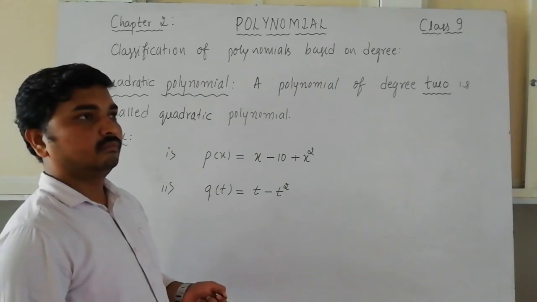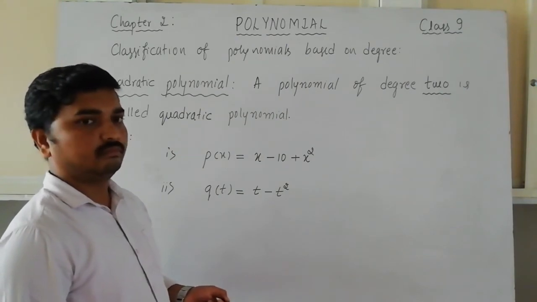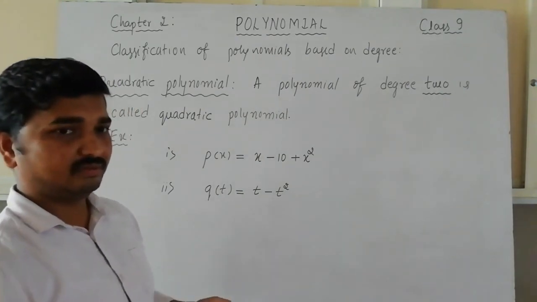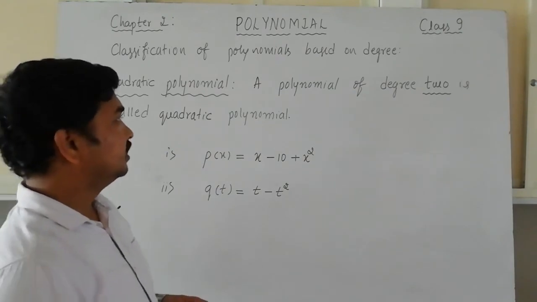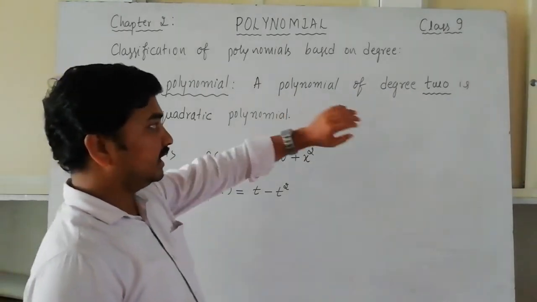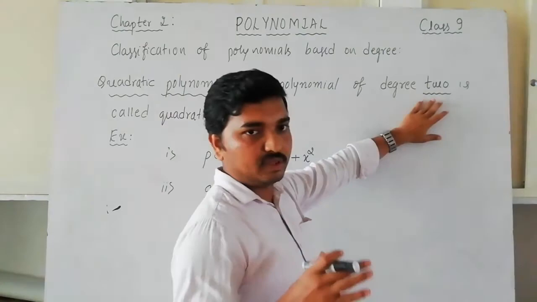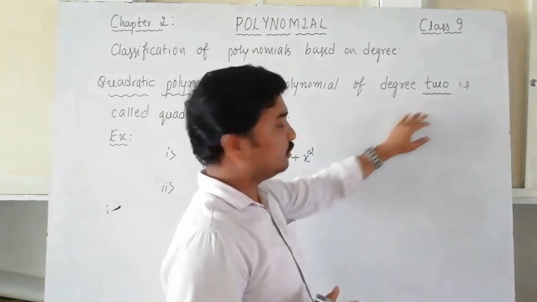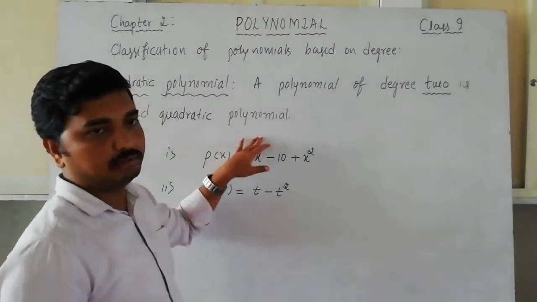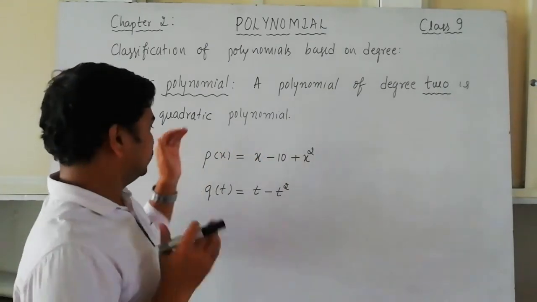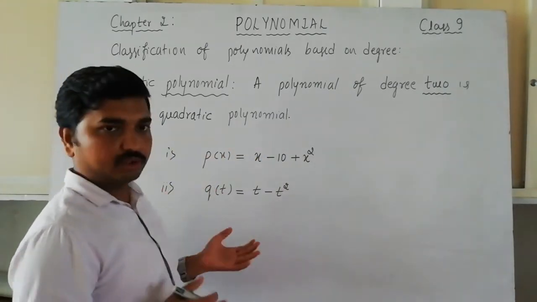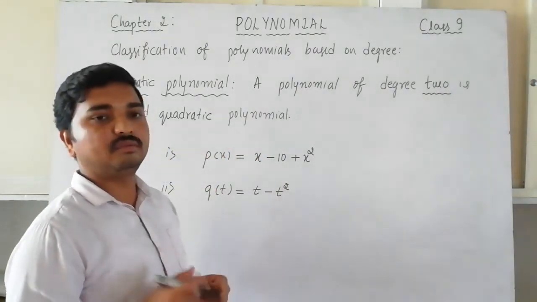A polynomial which is of degree 2 is called what? Quadratic polynomial. So that's why you need to write down the polynomials which are of degree 2.